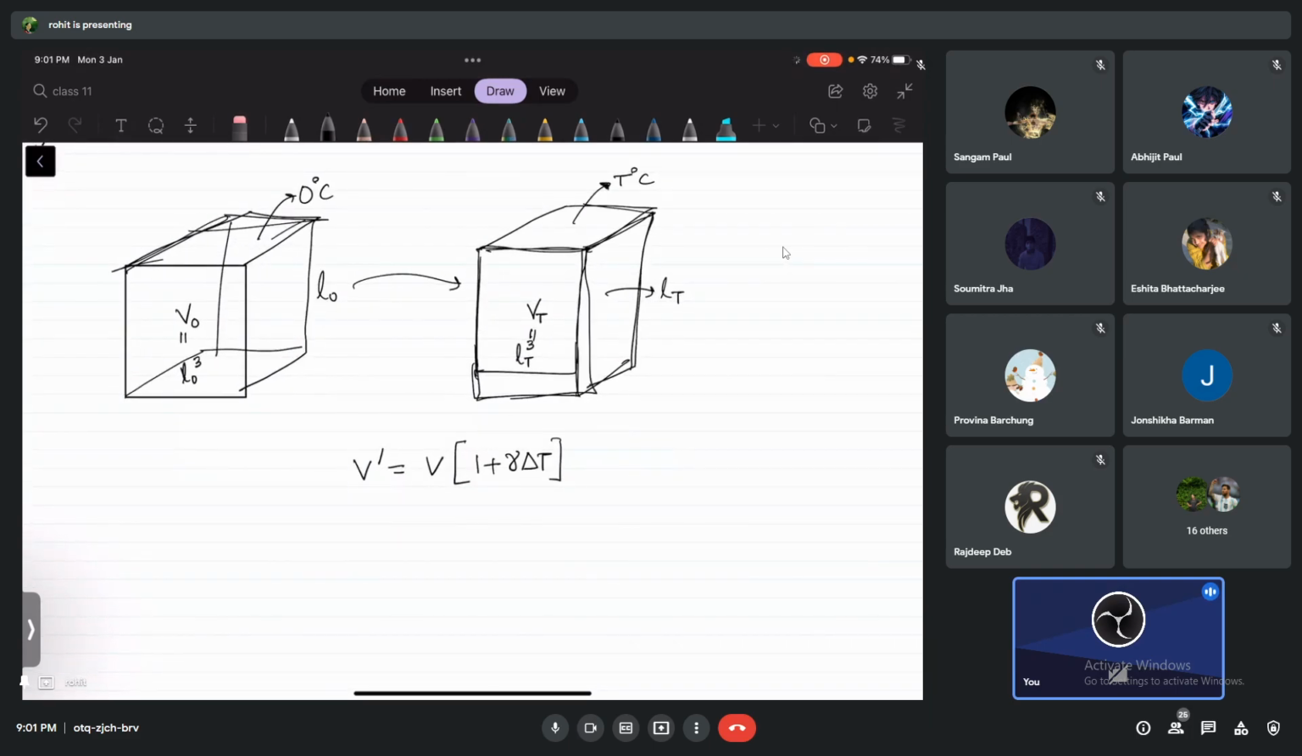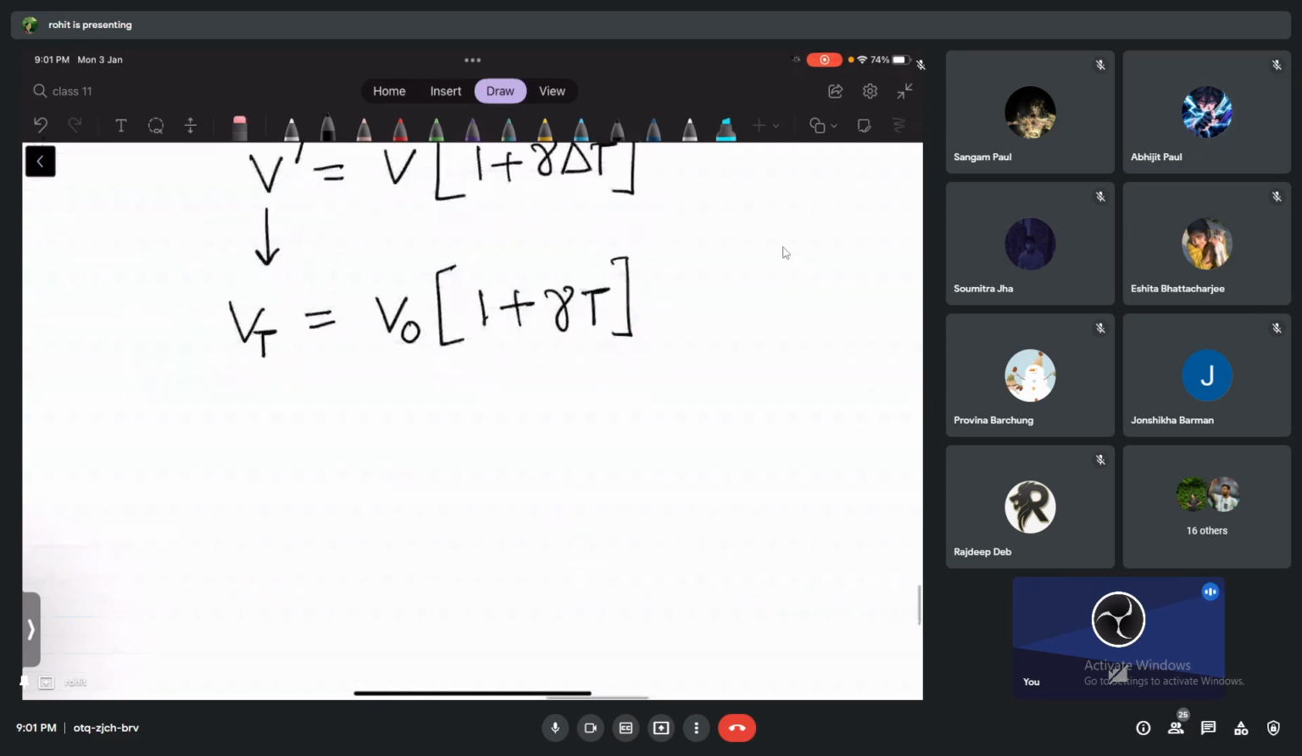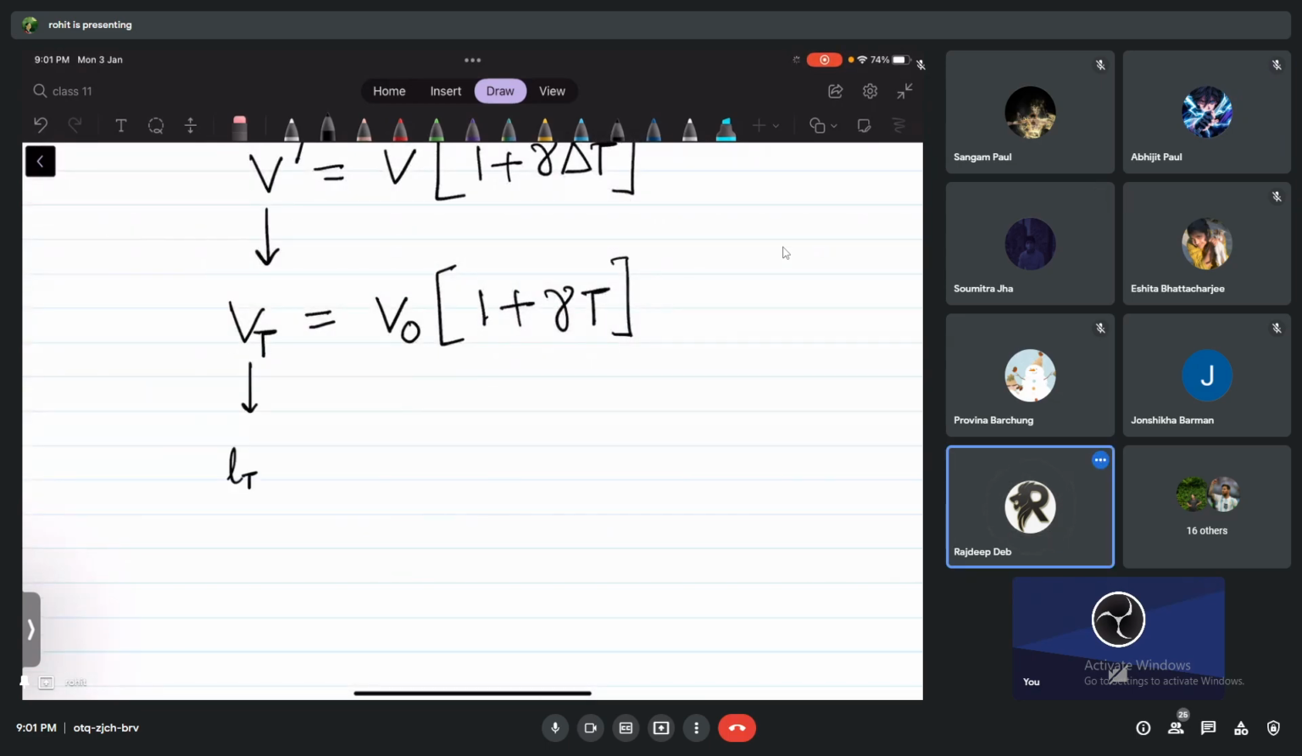Now substitute. In place of the new volume we use VT, which equals the initial volume V0 times (1 plus gamma T). Now in place of VT, what can I write? LT cube. And V0 is L0 cube. Yes, times (1 plus gamma T).